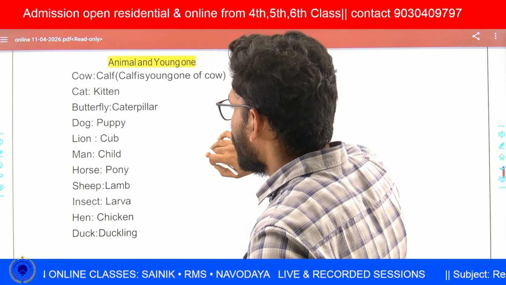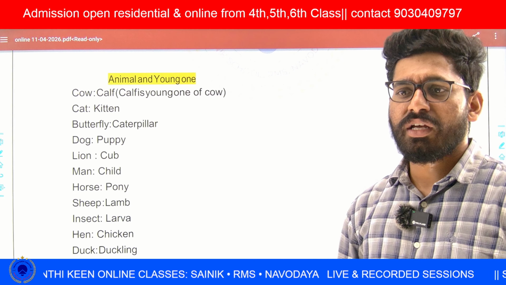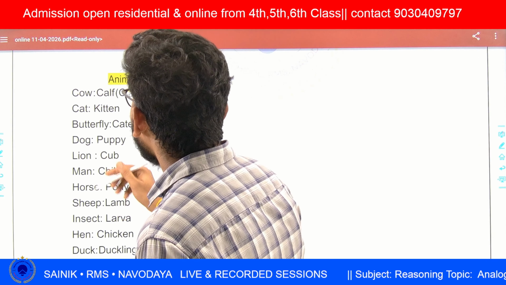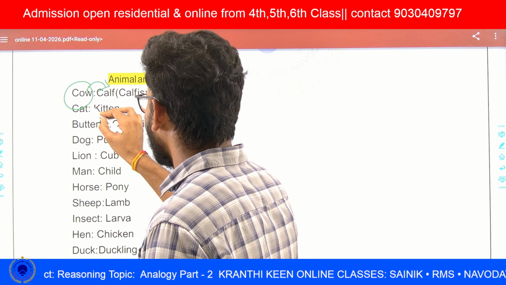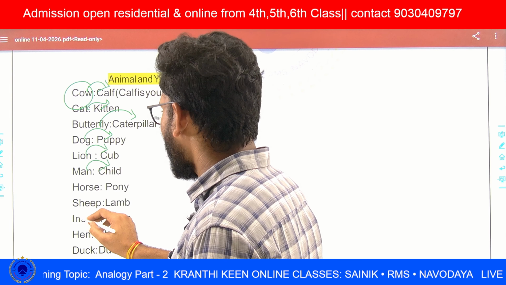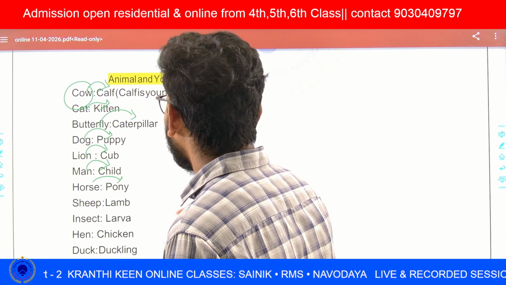Next, see this. In this type of question, they might ask you the question on animal and young one. We'll say this: cow, calf. Cow is the animal, and the young one of cow is calf. Cat, kitten. You might have learnt this in English also, in some nouns. Butterfly, caterpillar. Dog, puppy. Lion, young one is cub. Man's is child, isn't it? Horse is pony. Dog is related to puppy.